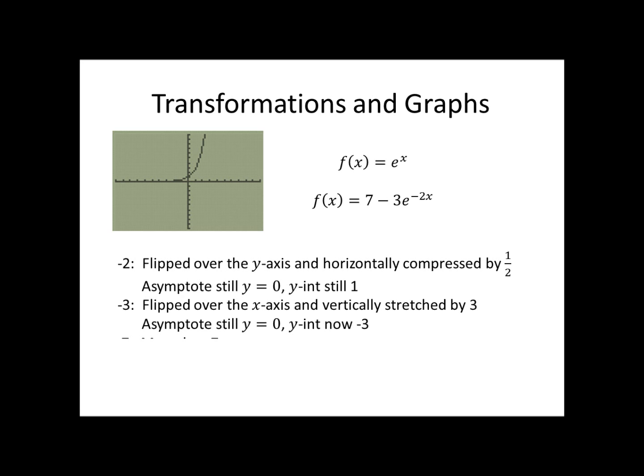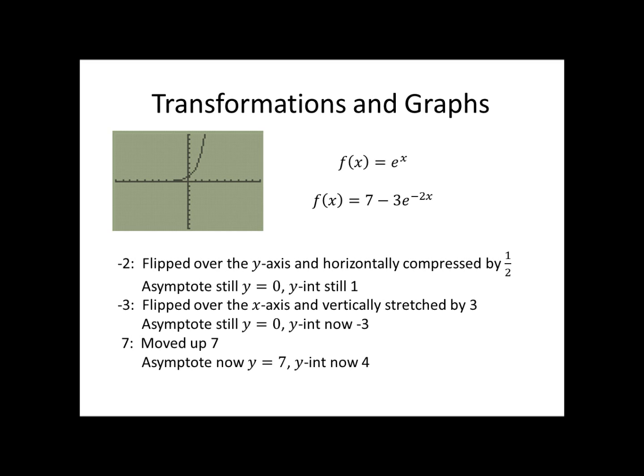That horizontal change has not moved the asymptote, and it has not moved the y-intercept. Now let's move out a little bit and talk about that minus 3 that's in front of the e. It means that it's flipped over the x-axis, so now it's pointing down instead of up, and it's been vertically stretched by 3. Now the asymptote is still at y equals 0, but the y-intercept has been moved to negative 1 and then stretched down to a negative 3.